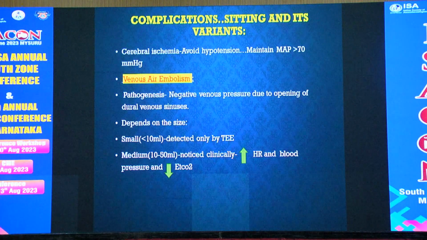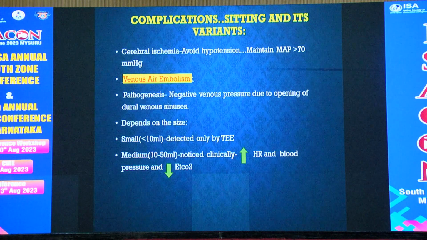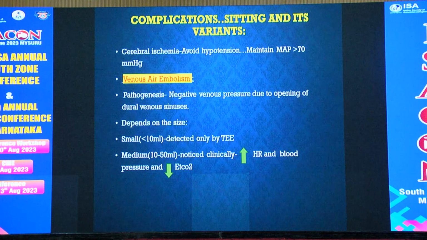So what is the most dreaded complication we are feared of? It is venous air embolism because of negative pressures due to opening of the dural venous sinuses. So if it is small, it can be detected only by TEE, that is transesophageal echocardiography. And if it is medium, it can be noticed clinically. How? Because of increased heart rate and increased blood pressure and decreased EtCO2.